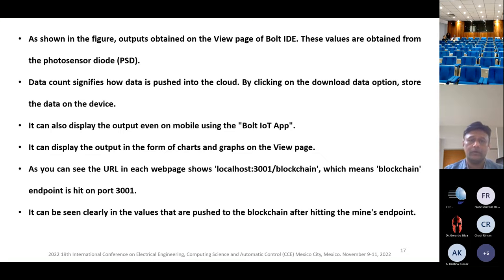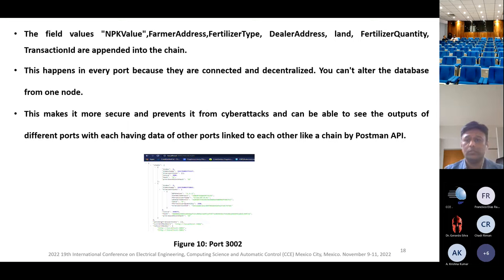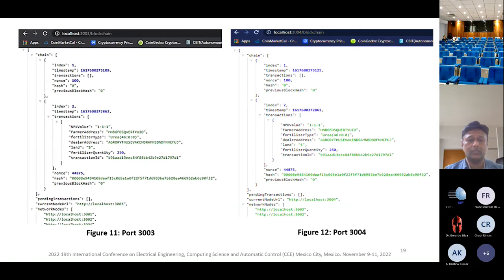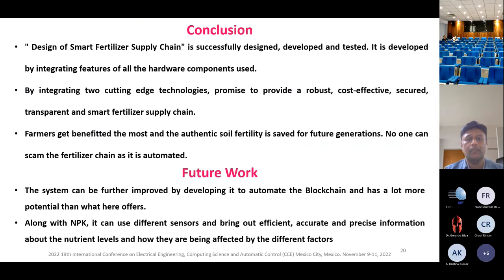Like that, we have shown two other ports which hit this blockchain URL, and from where we are maintaining the records. All these are decentralized, and you can't alter the database from one node. That's the advantage. Security will be provided, and everything will be maintained. And these are the screenshots of port 3003 and port 3004.